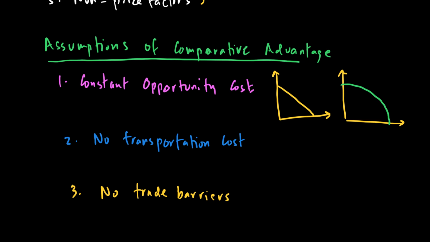The second important assumption that has a problem is no transportation cost, when in reality goods need to be transported from one country to another, and the transportation cost can be very high. In fact, it can sometimes be so high that the comparative advantage might be completely eliminated. The last is that we assume there are no trade barriers, when in reality trade barriers exist in the real world, and those result in countries sometimes not trading despite comparative advantage.